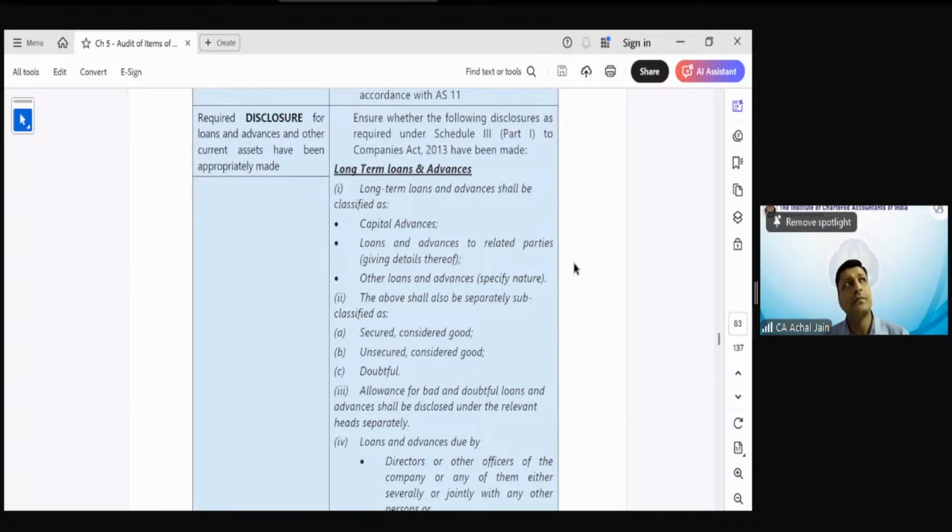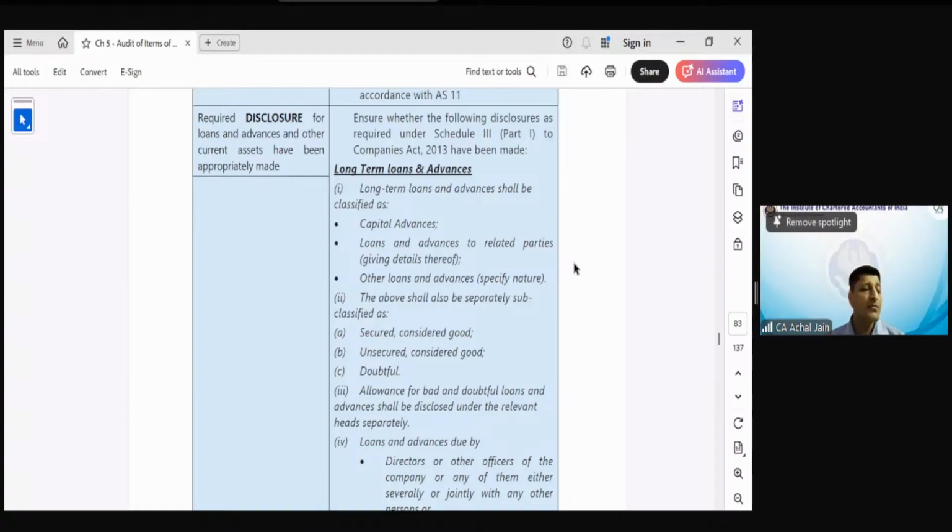Okay, then next, in respect of disclosure requirements and presentation requirements, which is a standard procedure, I think we have discussed this quite a lot. So this will also get repeated in terms of loans and advances, whether these are long term or short term, whether these are secured or unsecured.